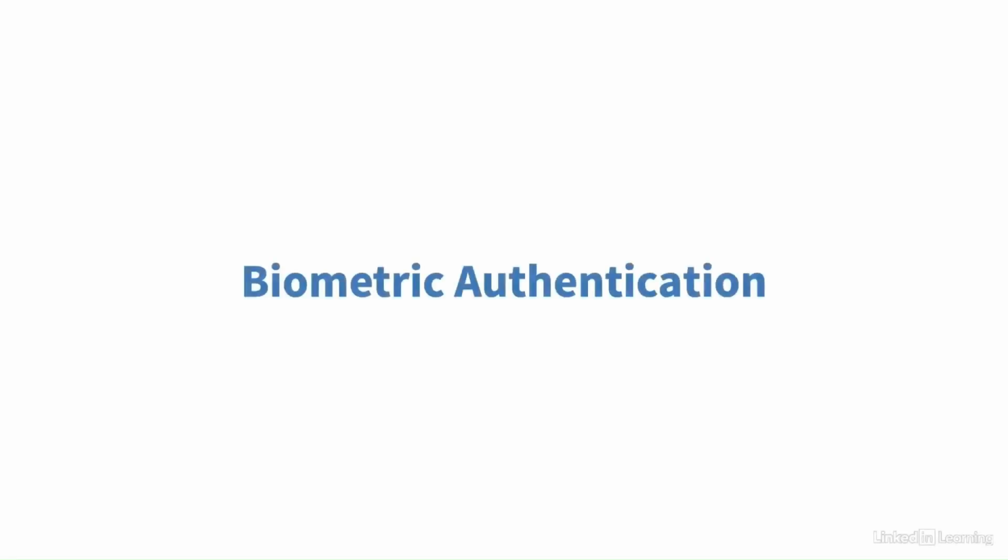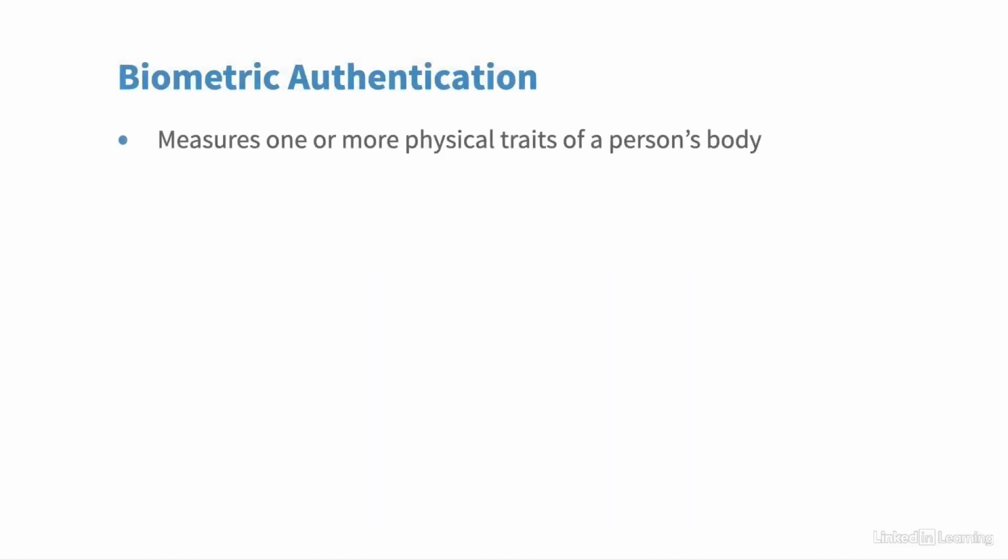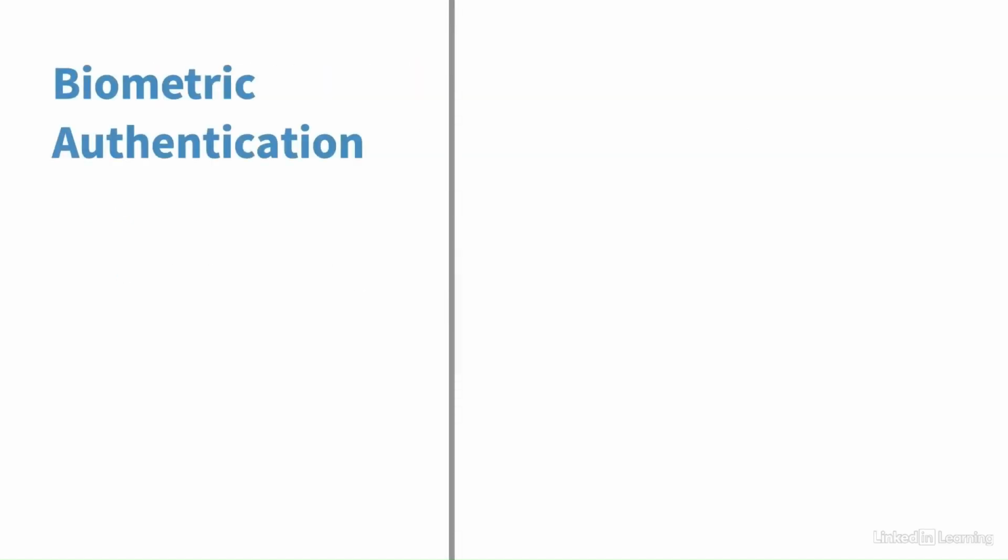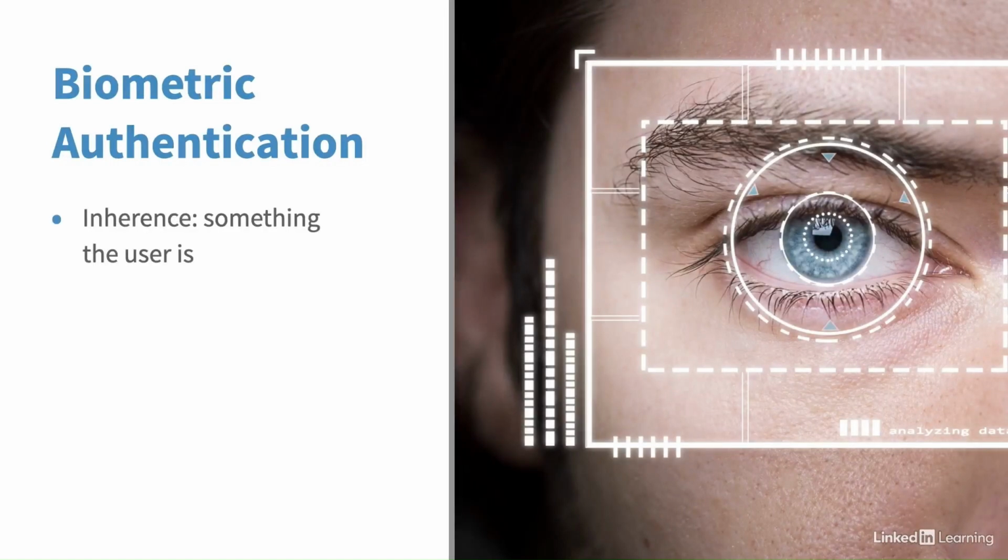So far, we've mostly considered multi-factor authentication using the knowledge and ownership factors. In this movie, we'll discuss the inherence factor and look at biometric authentication. Biometric authentication measures one or more physical traits of a person's body in order to authenticate them. In the word biometric, the bio is for body and the metric is for measuring. It's pretty synonymous with the inherence authentication factor, which is something the user is.